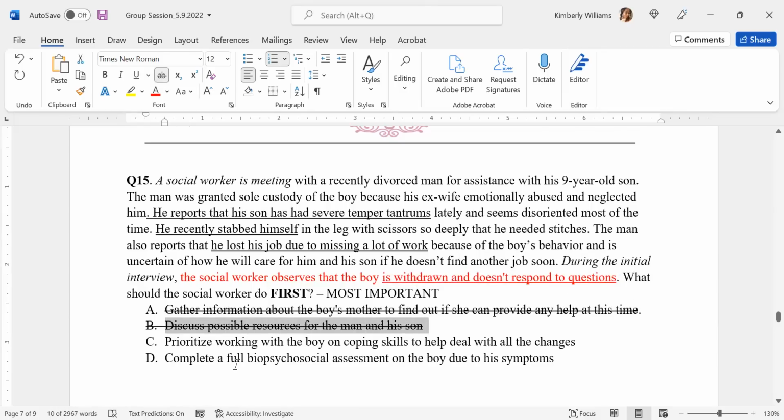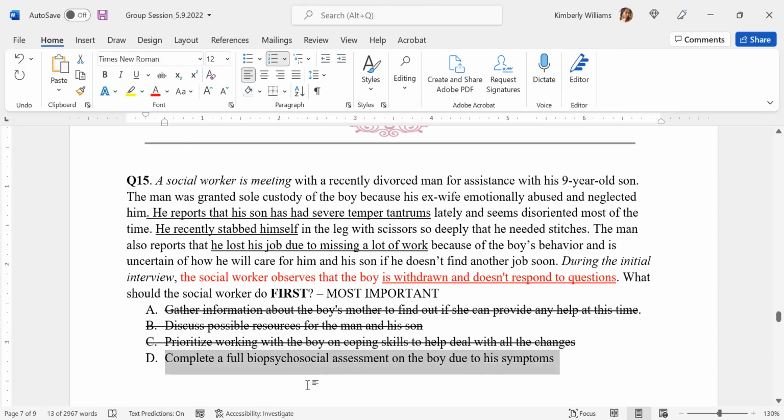Are we going to prioritize working with the boy on coping skills to help deal with all the changes? Is that going to address the fact that he's withdrawn and doesn't respond to questions? No. In the intake, we're not going to be working with him on coping skills. That's not what we do. We're just trying to gather information right now. We're not trying to start helping him deal with his issues, right? So we scratch that.